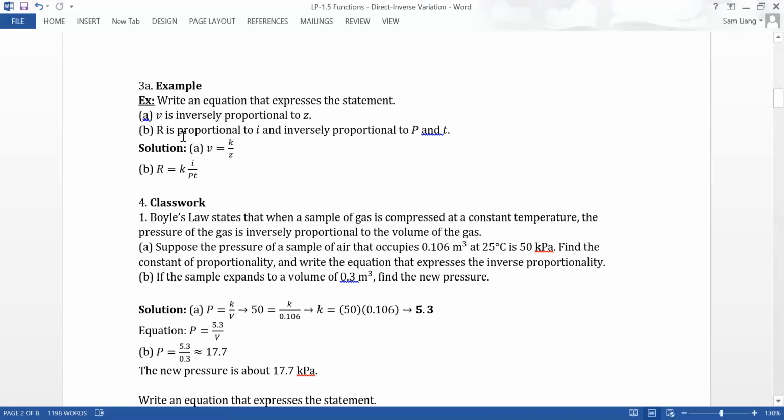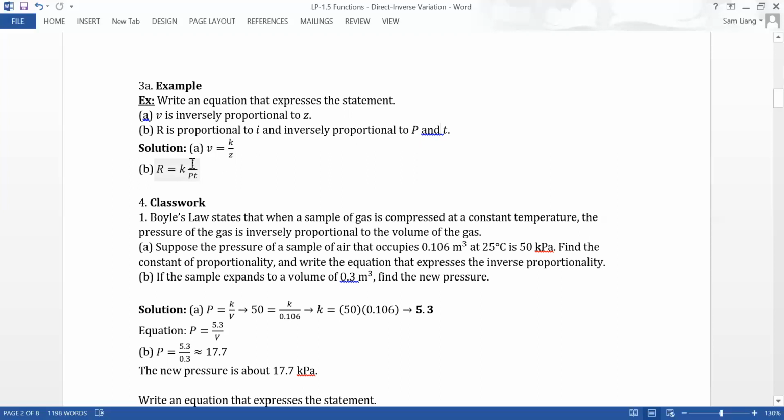Nothing too fancy, you just write the formula, right? So part A is V equals K over Z, right? The general formula that we saw on the slide is Y equals K over X, so just replacing the letters, we'll have V equals K over Z. And then for part B, we're going to have R equals K, that constant of proportionality, and then it's proportional to I. So that's just another way of saying it's directly proportional to I.